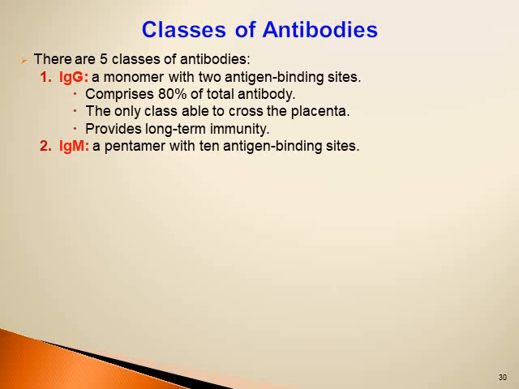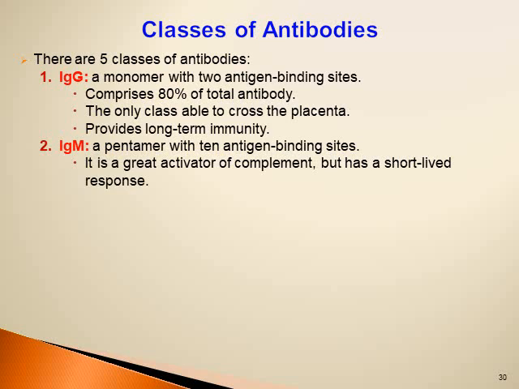The IgM is a pentamer, as we saw in the previous slide, with 10 antigen binding sites. A monomer has 2 antigen binding sites, so a pentamer has 10 antigen binding sites. It is a great activator of the complement system but has a short-lived response. It is the first antibody to appear in an immune response. So the first antibody that will appear in response, for example, to bacterial infection is the IgM class.